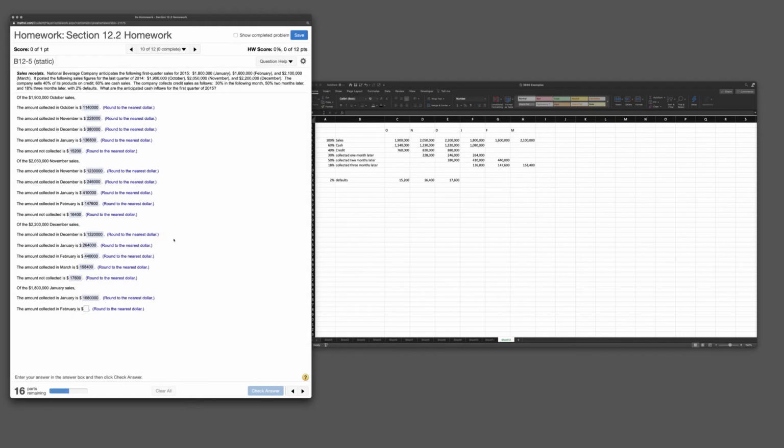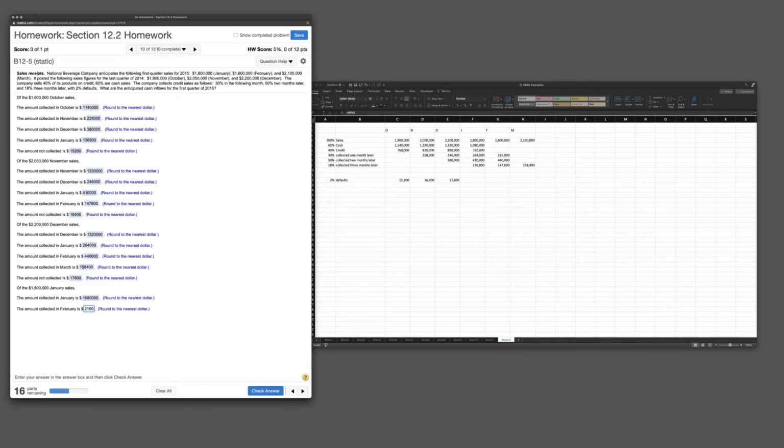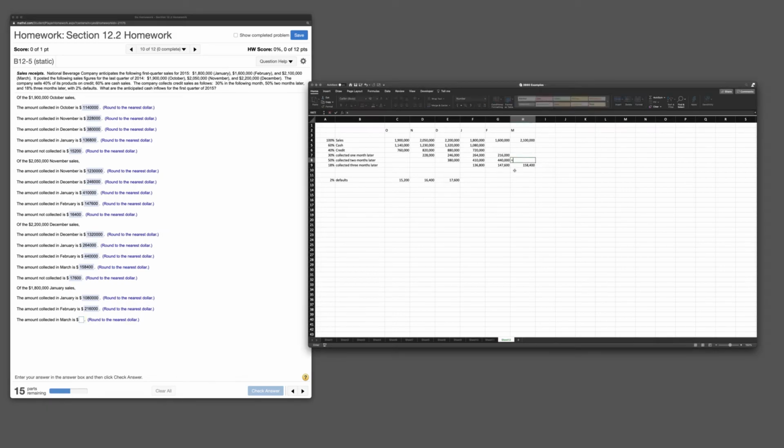Okay. And now let's deal with our credit. So again, our credit, 40%. And now we've got to figure out when we're going to get that into cash. So we know that we're going to get 30% in February. Okay, so we can put that in, 216. Okay. March is 2 weeks from January, so we're going to take our 50%.